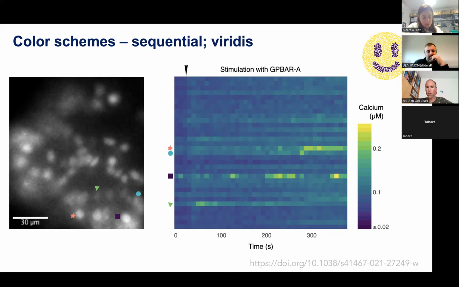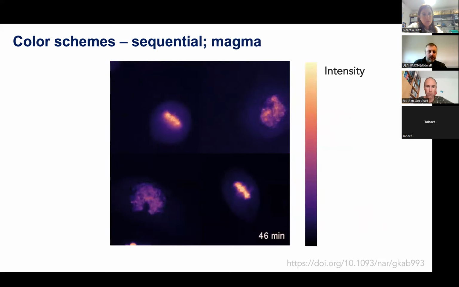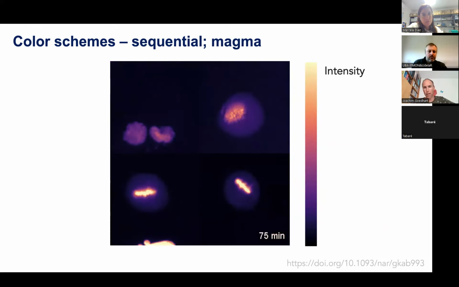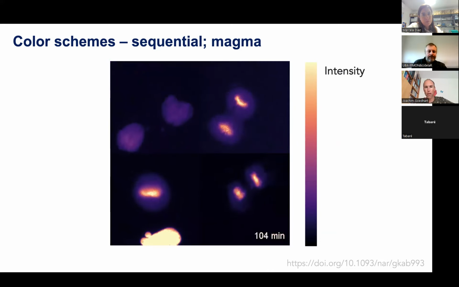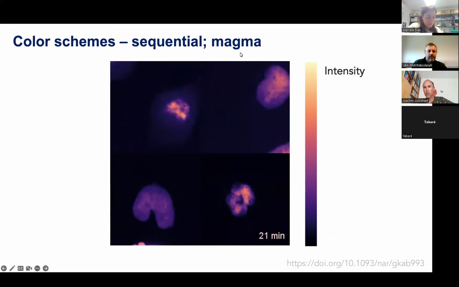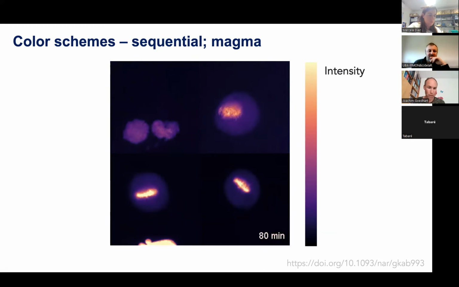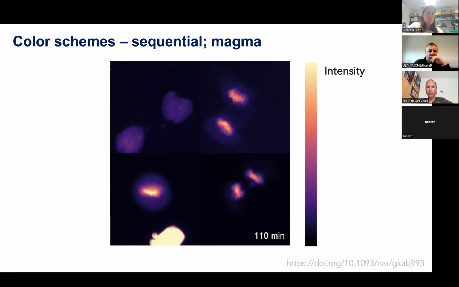But you can also use these color schemes to false color your grayscale microscopy data. So this is an example of a time lapse of dividing cells. So it was a grayscale image, but we used here this magma color scheme to false color these kind of data.